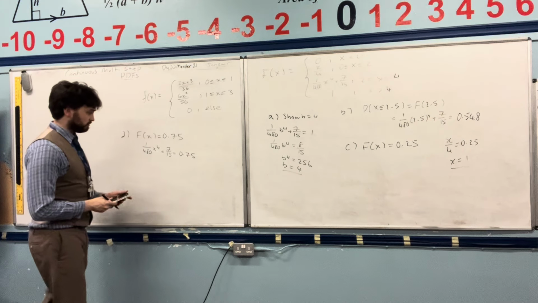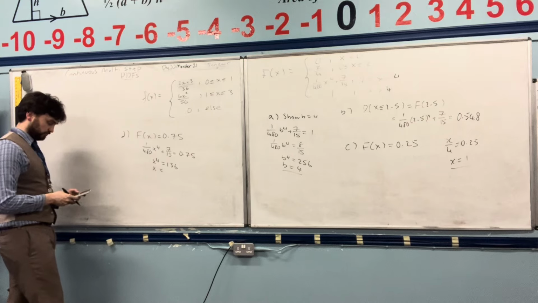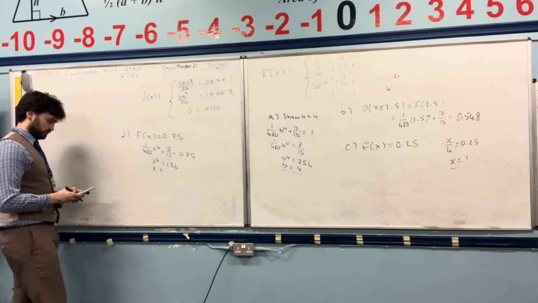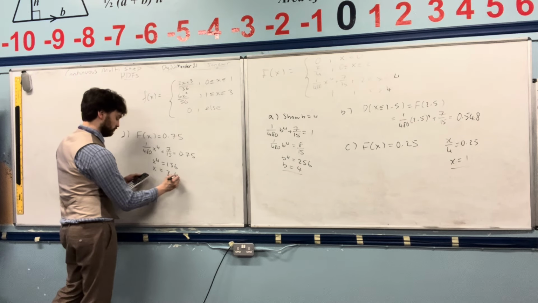And I'm just going to rearrange this, so 0.75, take away 7 over 15, times by 480. So I get that x to the 4 is 136, so x is equal to the 4th root of 136 times by 480 over 136, so 3.41. So the upper quartile was 3.41.